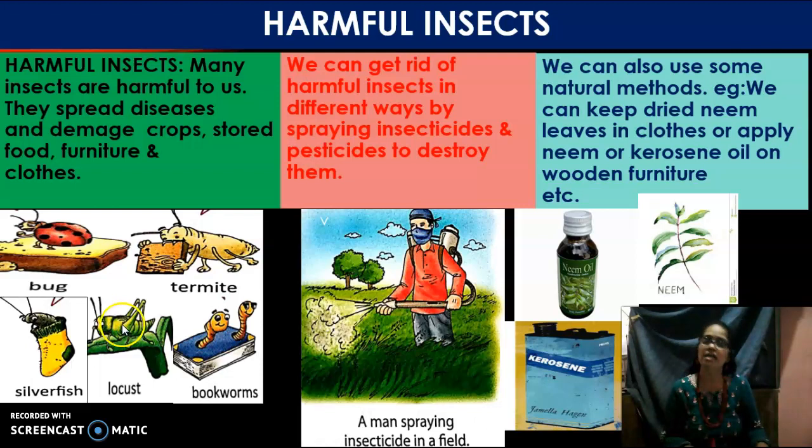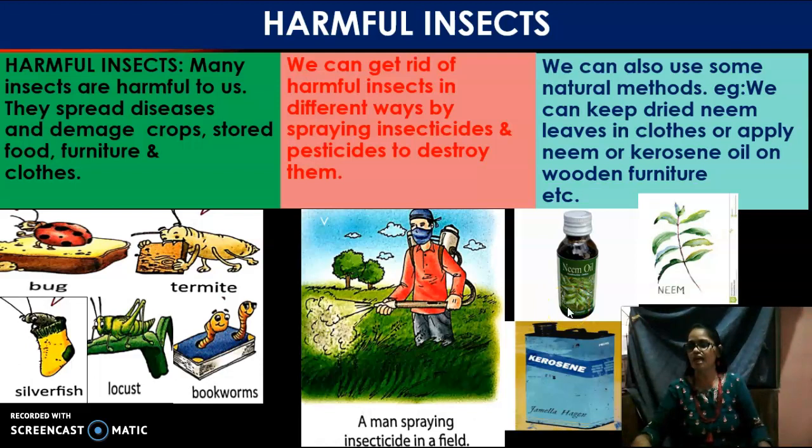Now, we can also use some natural methods to destroy the insects, to kill them. How? For example, we can keep dried neem leaves in clothes or apply neem or kerosene oil. See children, neem oil or kerosene oil, and on wooden furniture, etc. Children, in our pulses and grains, we can keep dried neem leaves, so that your food will be safe, right? When we are storing the food. So, these are some insects which are harmful for us.